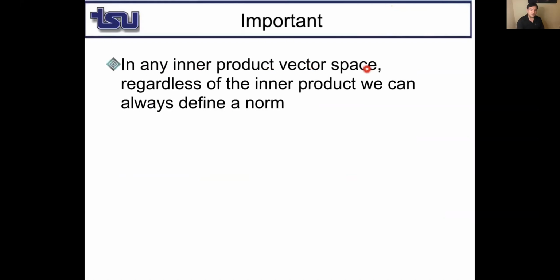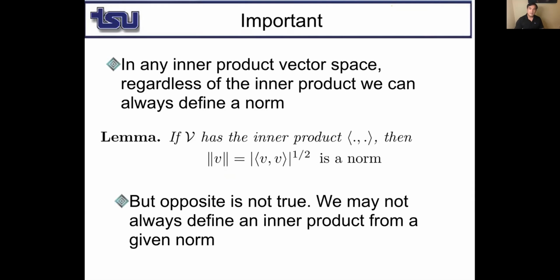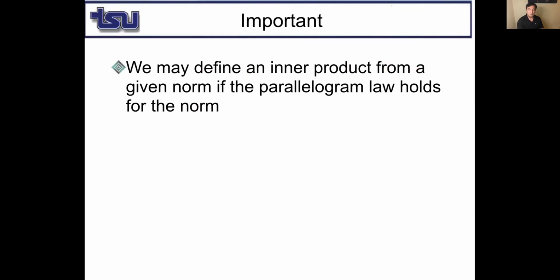In any inner product vector space, regardless of the inner product, we can always define a norm, as I just said. If V has an inner product defined like that, then we can always define a norm this way. That means an inner product space is a normed vector space. That's for sure. But the opposite is not true. We cannot always define an inner product from a given norm. We may define an inner product from a given norm if and only if the parallelogram law holds for the norm. What does that mean?